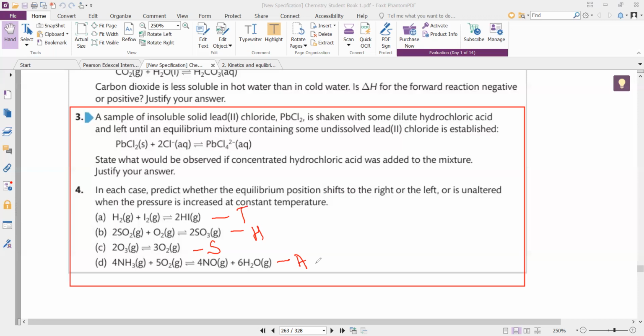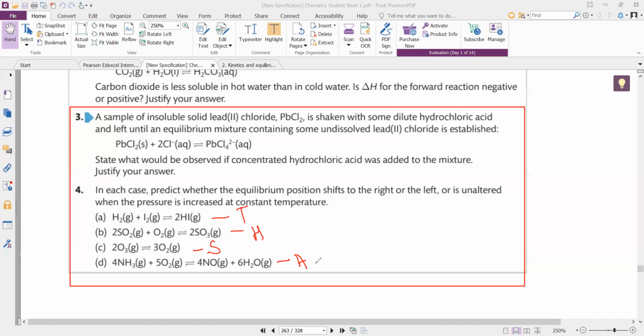Increase in pressure. Left or right? It's right. Yes, right hand side. The reason is you have 2 gas molecules on the right hand side and 3 gas molecules on the left hand side. An increase in pressure favors the side with fewer gas molecules.